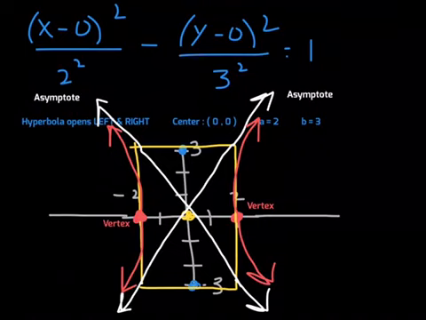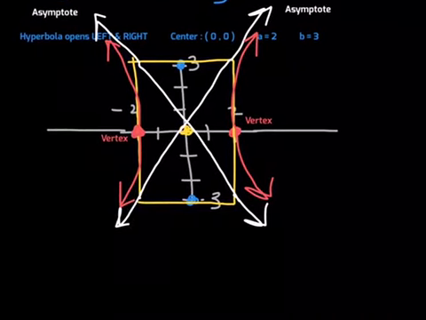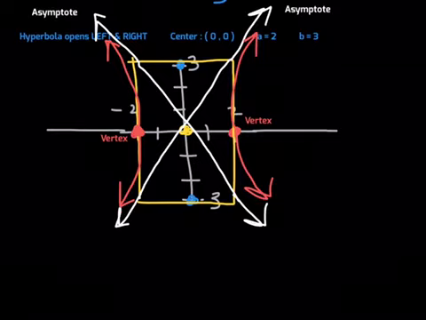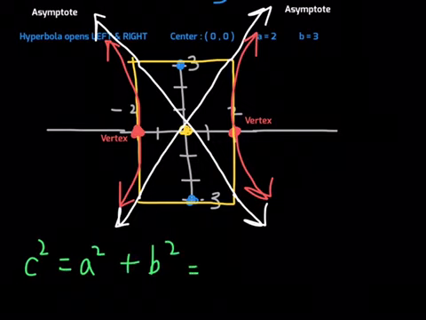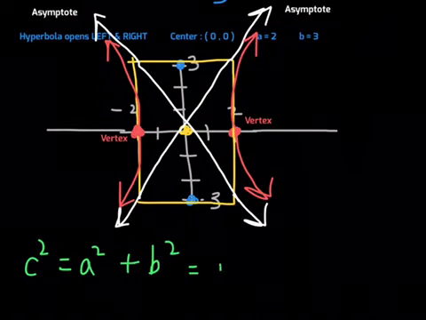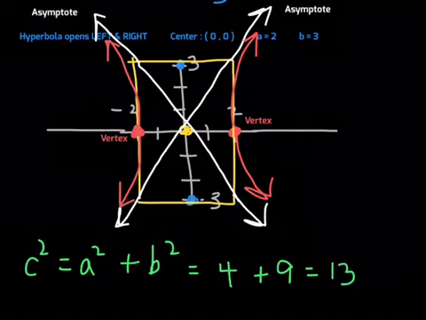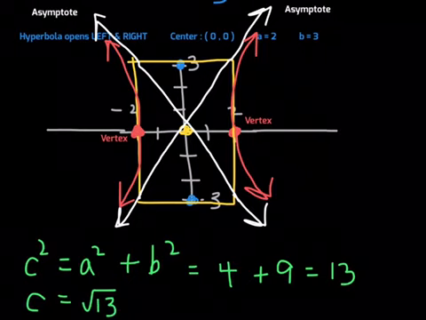Let me move this up a little bit, okay? Now, your foci are found by using this equation, c squared is equal to a squared plus b squared, okay? So then a squared is 4, right? And then b squared is 9. So it's equal to 13. That's what c squared is equal to. So then c is equal to the square root of 13, after taking the square root of both sides.